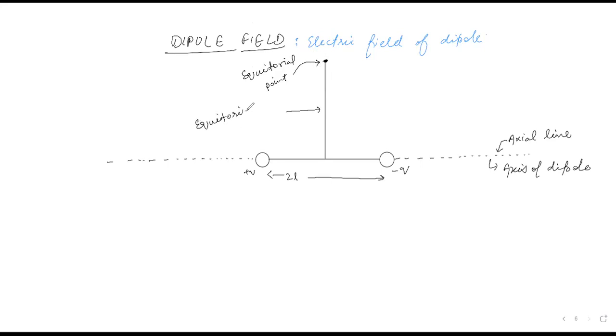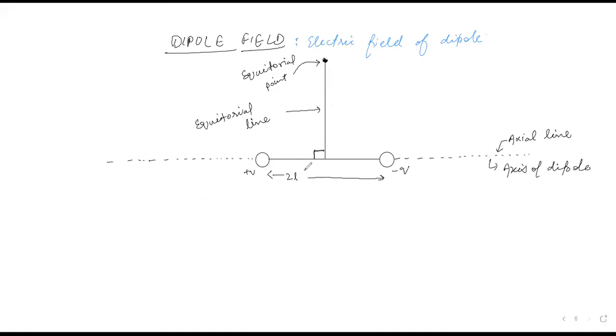Are you clear or not? This line is said to be the equatorial line. Remember that the equatorial line is always perpendicular to the axis of the dipole, or you can say the axial line. Are you understanding or not? Yes, sir. It is always perpendicular to the axial line.